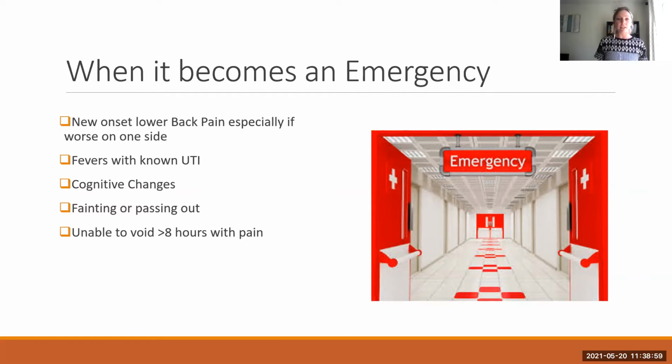So if they've got fevers, if they've got back pain and you know that they have a UTI and they're on antibiotics, this might be a reason to call 911 or go to an emergency room. And then fevers with a UTI. If you know somebody has a UTI and they're being treated for a UTI, but they're still having fevers, you have to start thinking this antibiotic is not covering whatever's growing in the bladder. So this is a reason to call the doctor.